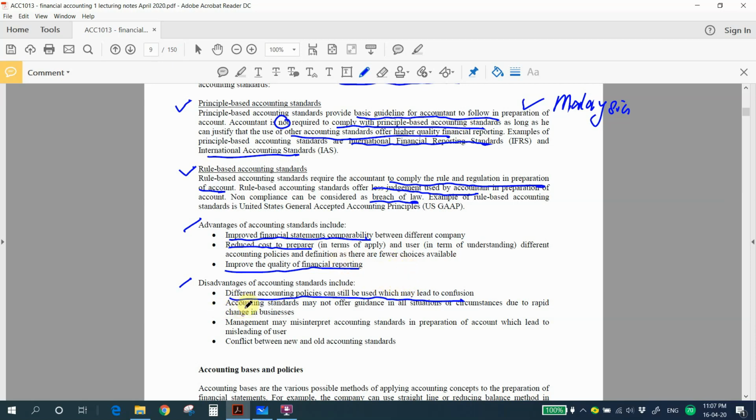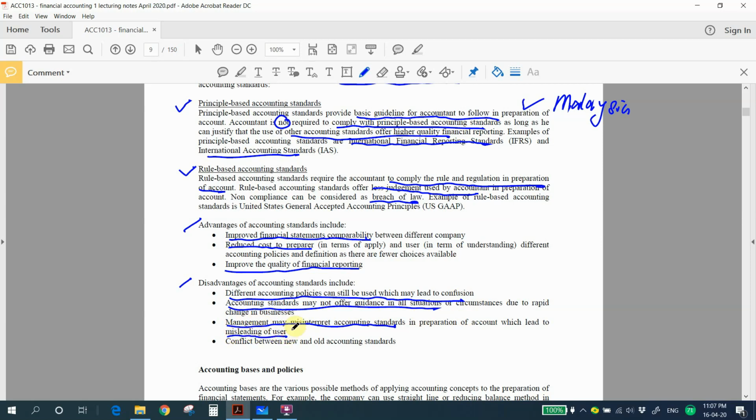Next, accounting standard may not offer guidance in all situations. Accounting standard can only offer guidance for general situations. So we only use the general situation to handle the account. But in some rare situations, accounting standard may not be able to offer a solution to the accountant. Next, management may misinterpret the accounting standard in the preparation of account, which leads to misleading the user.